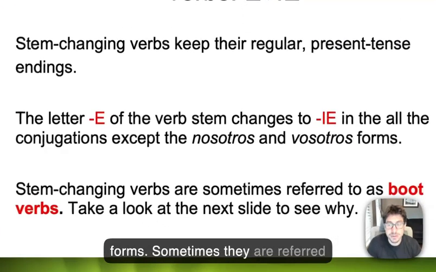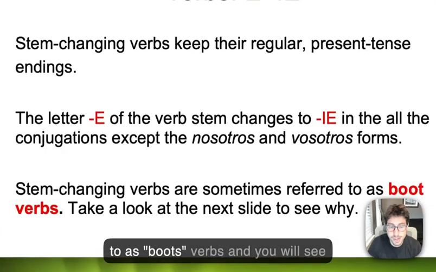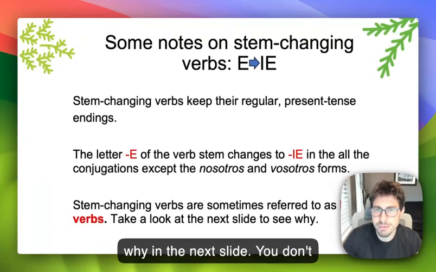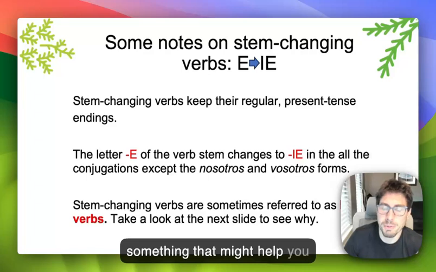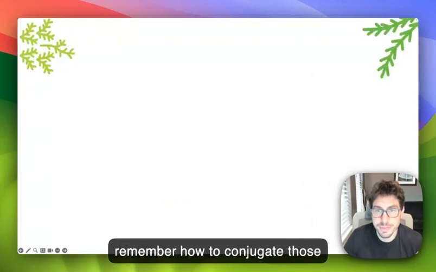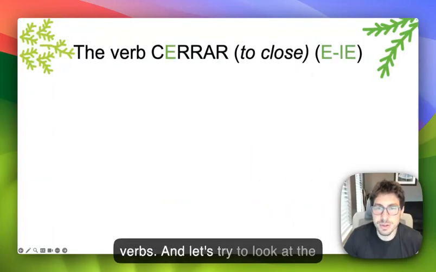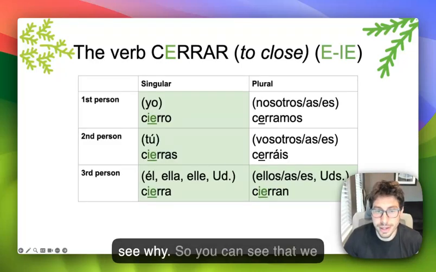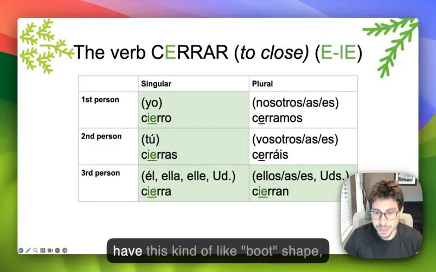Sometimes they are referred to as boot verbs, and you will see why in the next slide. You don't have to learn that, it's just something that might help you remember how to conjugate those verbs. Let's look at the verb cerrar, to close, and you will see why. You can see that we have this kind of boot shape.